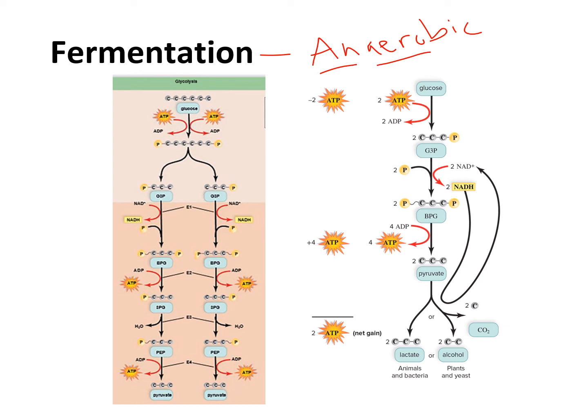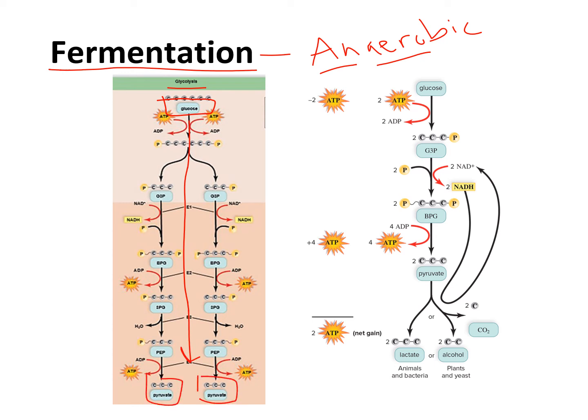So as an alternative, if oxygen is not present, some cells can perform fermentation to generate ATP from glucose molecules. And fermentation is basically a modified form of glycolysis. So in glycolysis, remember you start with a 6-carbon glucose molecule. It runs through a series of reactions and the end product is pyruvate.